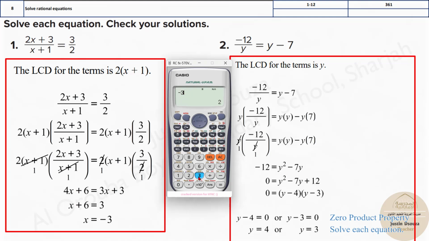Calculate it at say minus 3, and what is the answer you get? It's 3 by 2. This will give you the correct answer, whereas if you try any other options, calculate at 4, is it 3 by 2? No. Calculate at 3. It's not the correct answer. Same way you can try over here. Now this is negative 12 by x. We have only x as the variable, so you need to type in alpha x.